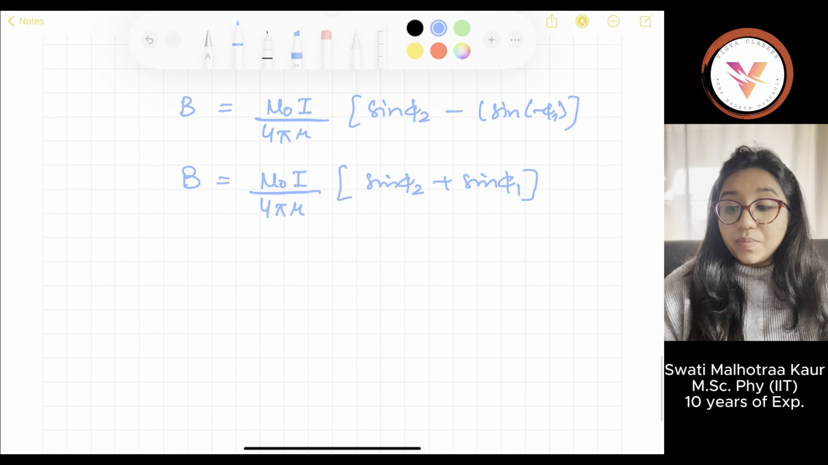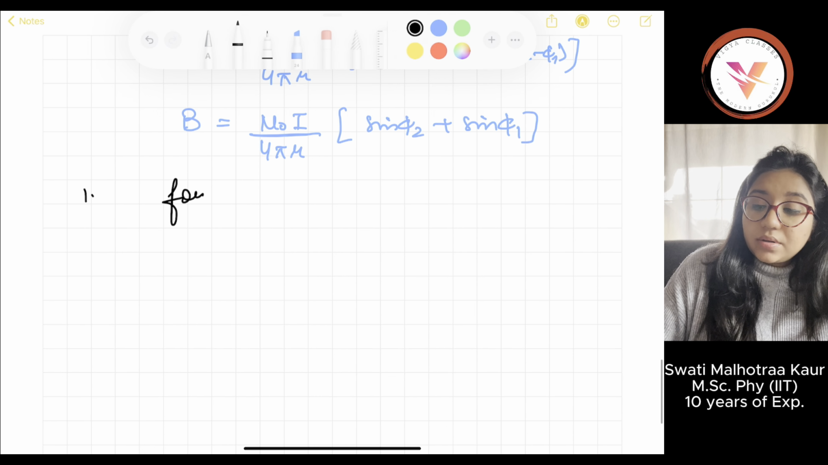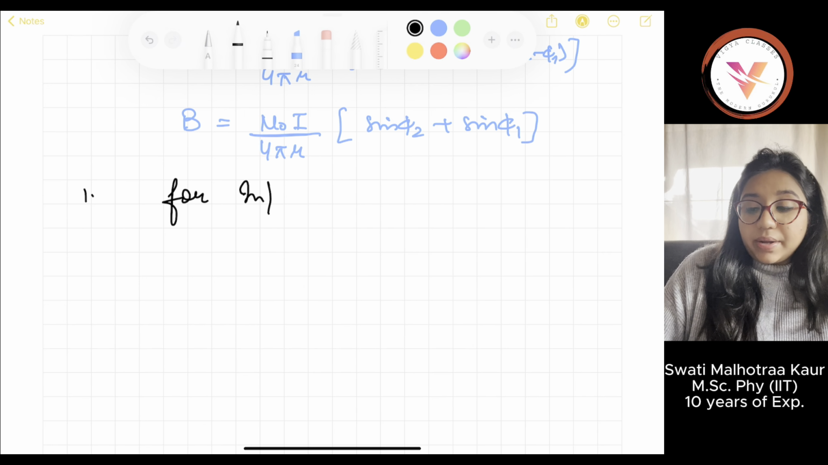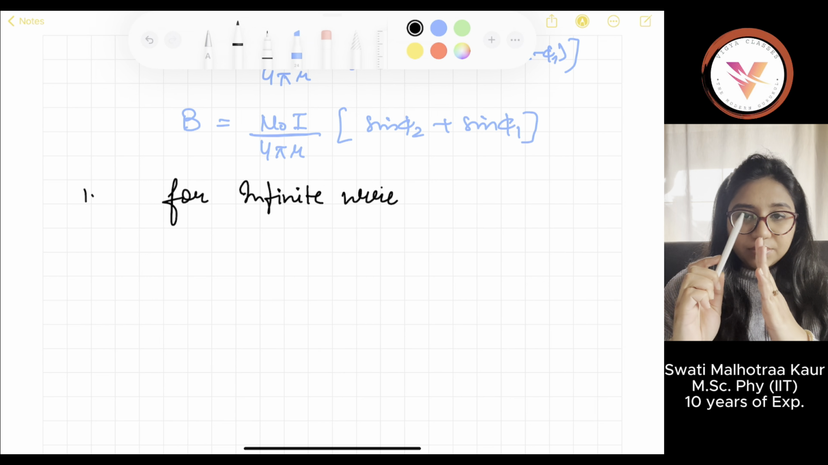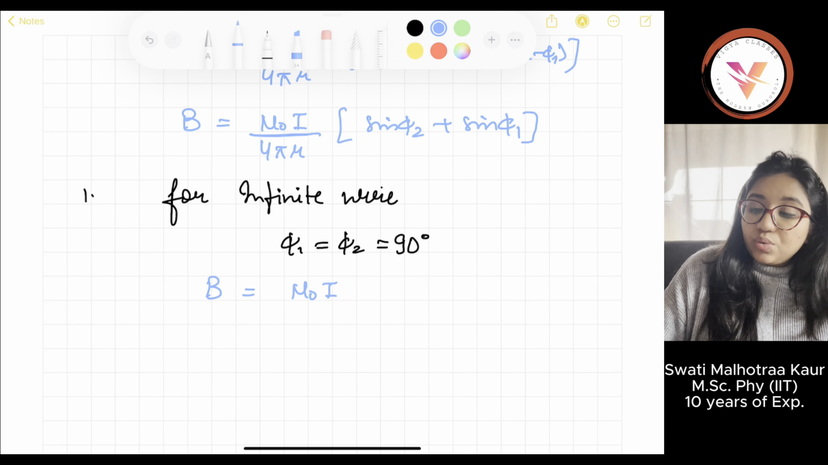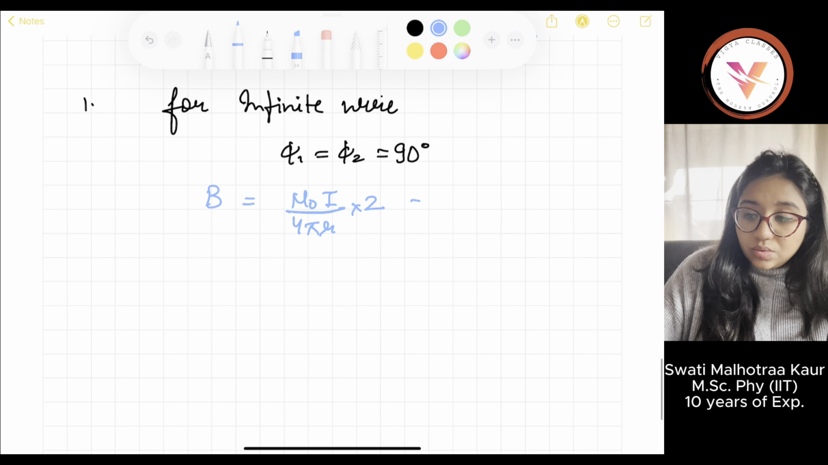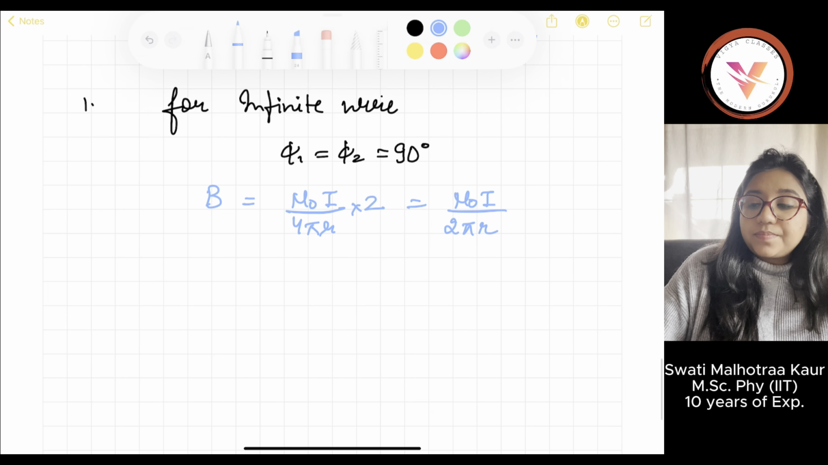Now, there are some cases here. For an infinite wire, if the wire gets infinite, then you don't have the endpoint. So the angle becomes more parallel, that is, both phi 1 and phi 2 become 90 degrees. If they become 90 degrees, then your B would become mu naught I over 4 pi R, sin 90 plus sin 90 is 2. That is mu naught I over 2 pi R.